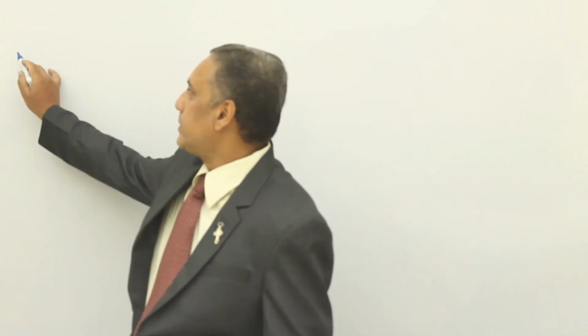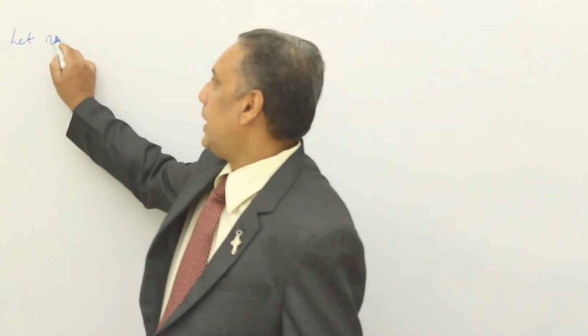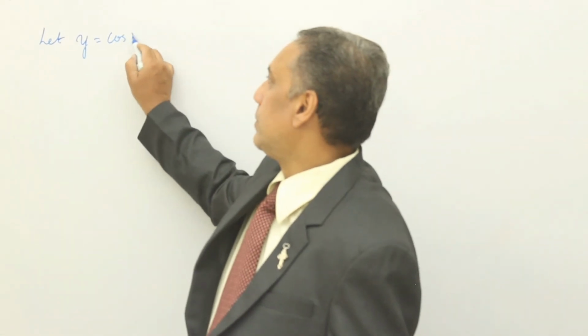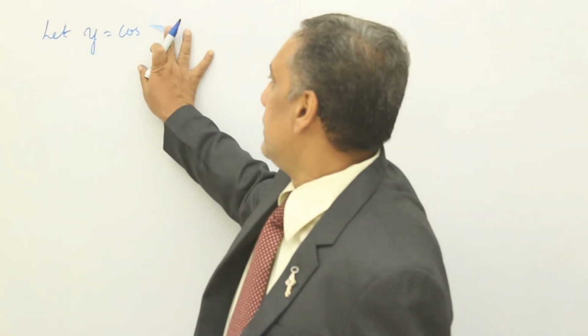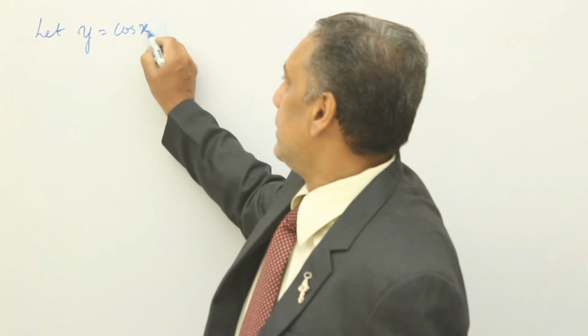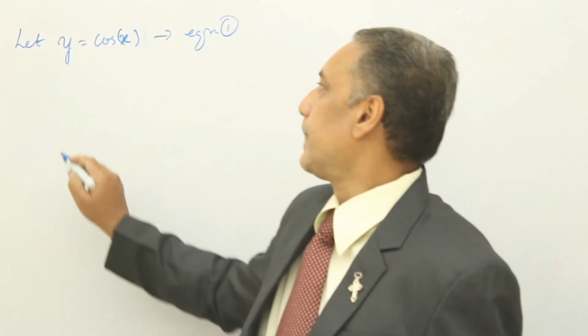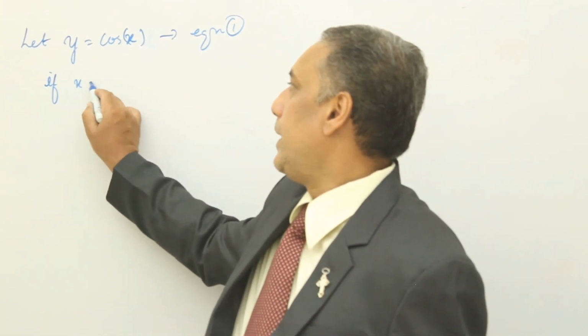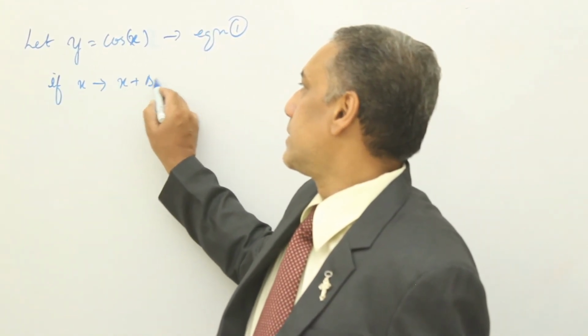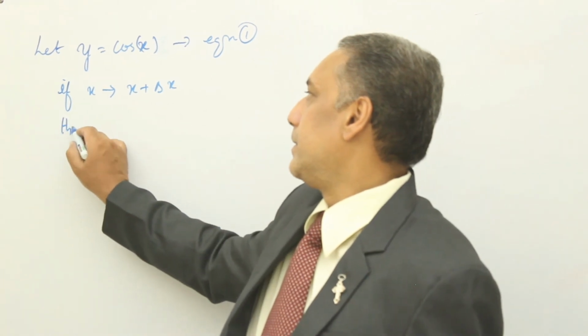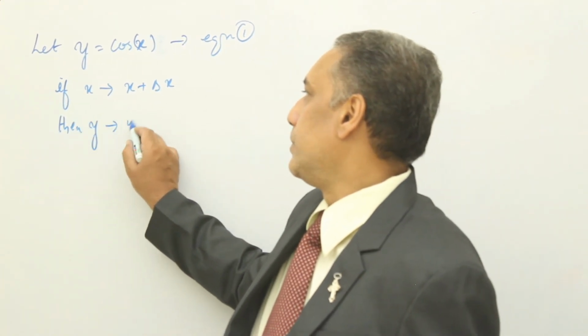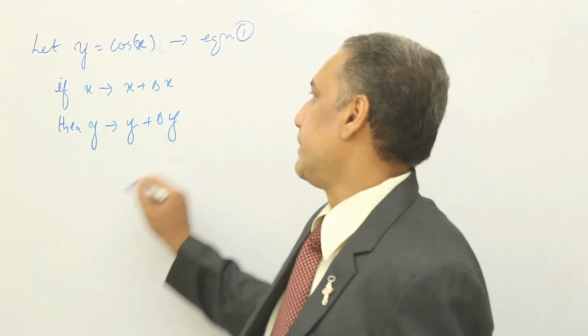Today we'll see the derivative of cos x. Okay, so let y equal to cos x. This be equation 1. If x tends to x plus delta x, then y tends to y plus delta y.